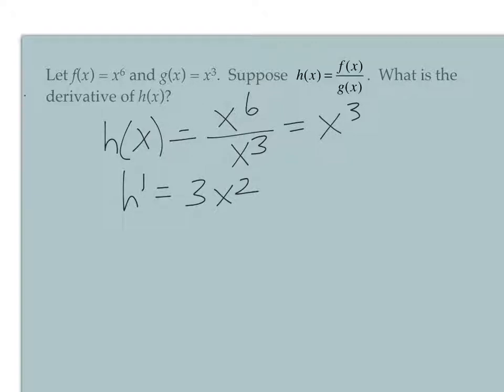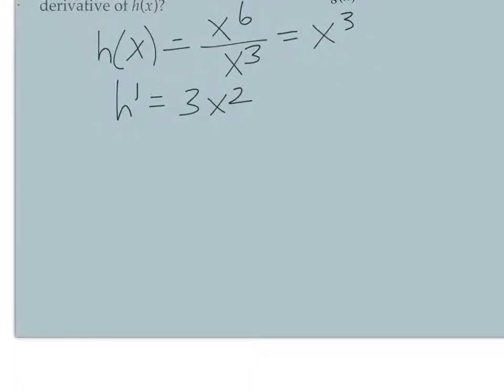Now I will show you the quotient rule. The quotient rule is that if you have the derivative of f divided by g, it's f prime g minus g prime f, all over g squared. So it's not as easy as the product rule.